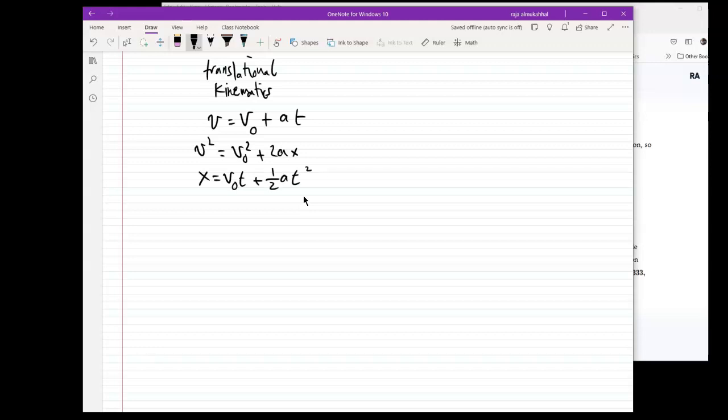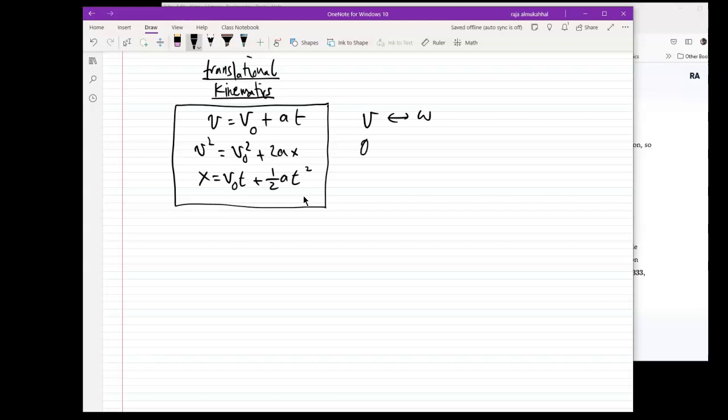Okay? Now, let me just box them like this. Remember, this is translational kinematics, which means motion in a straight line. You got that? This is what we've been studying. Right now, we are studying motion in a circular way, rotational. So what corresponds to V is omega, and what corresponds to, let me put it in order, displacement is angular displacement.